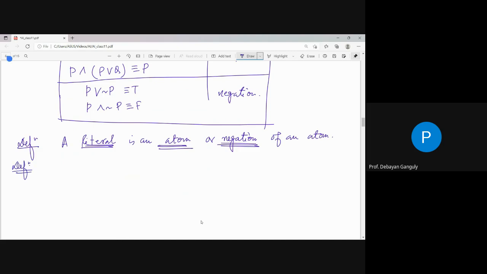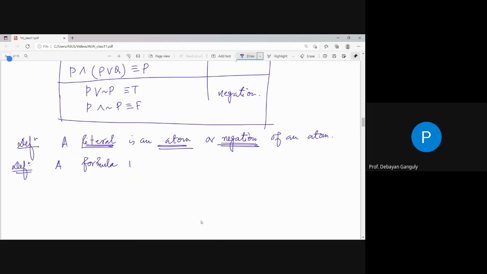So there are two types of form. One is the conjunctive normal form and one is the disjunctive normal form. This is also important from the algorithm point of view, in NP-hard and NP-complete problems, because this is called CNF satisfiability, in the algorithm part.